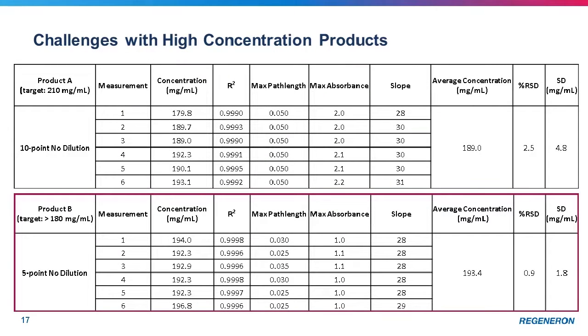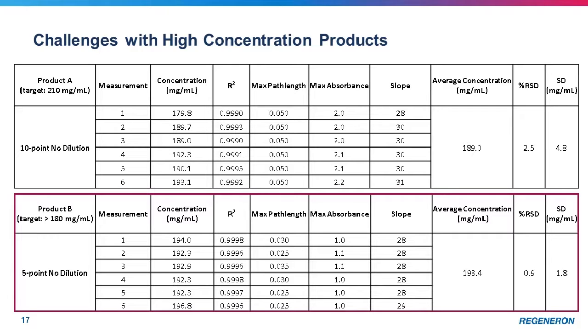In addition, the variability we observed between the 6 measurements for the sample is very high, at 2.5% RSD and 4.8 milligrams per milliliter standard deviation. Note that all 6 measurements were taken by the same analyst on the same instrument, so that percent RSD of 2.5 is considered very high.